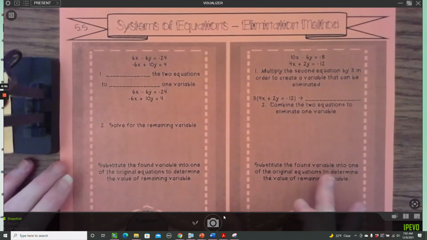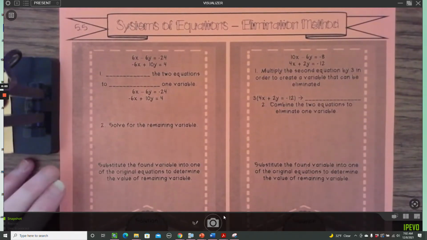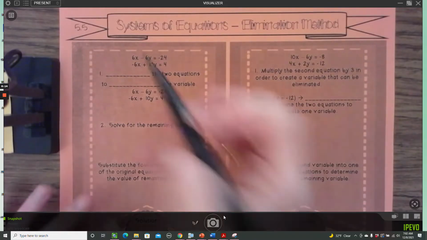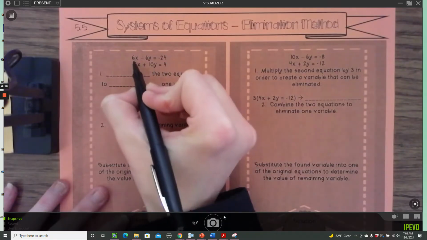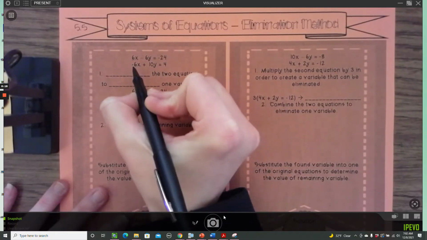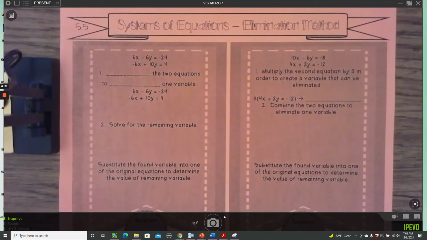This video is for the systems of equations, the elimination method notes. So we're still solving system equations. This is just another method that you can use, and you choose the method that you need based on what the equations look like. So in this one, if you see opposites, so like here we have a positive 6x and a negative 6x, this is where the elimination method comes in handy.